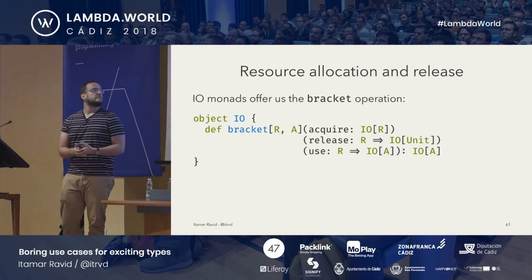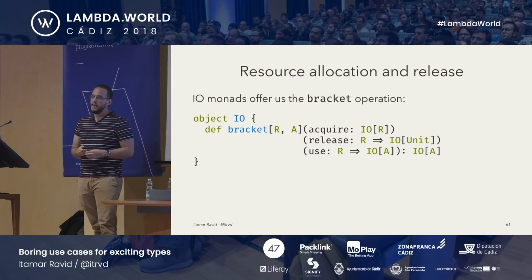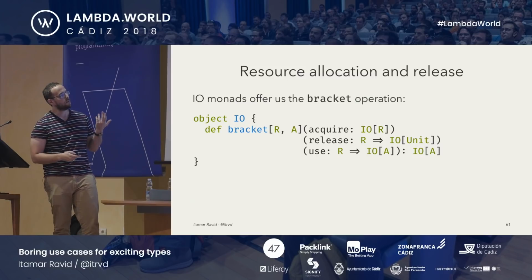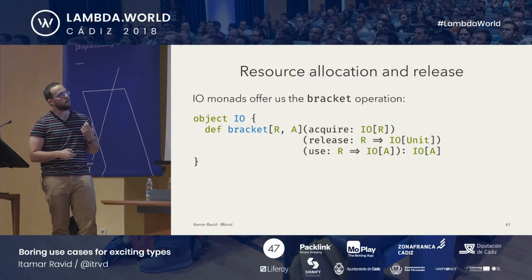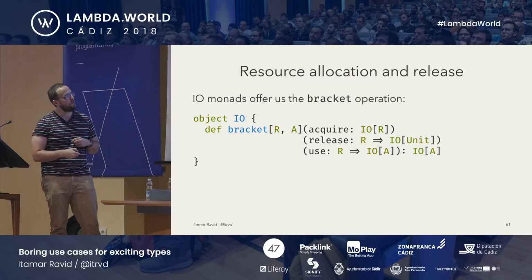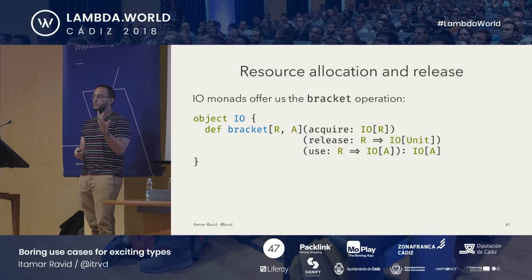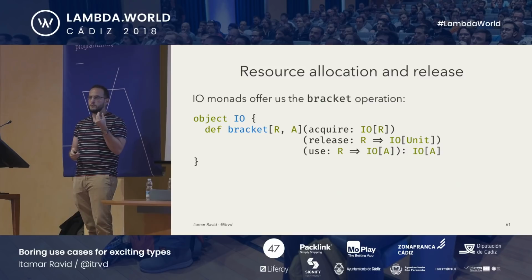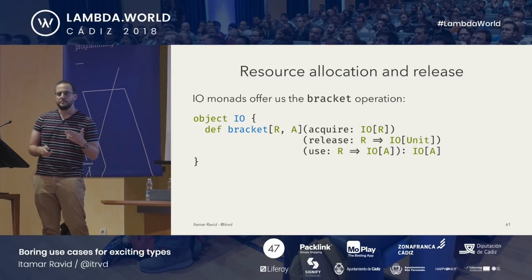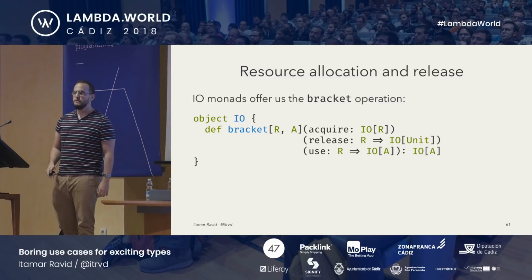What else? IO monads. They offer us the bracket operation. The bracket operation on IO monads takes a program that acquires a resource, a program that will emit a resource of type R, a program that will release the resource, a function that returns an IO of unit given an R, and a program that uses the resource. So what the IO bracket operation will do is run the acquire, give the resource to the use function, and run the release function. And the guarantee is that the release function, much like the finally clause in the try, will run regardless of what happens in the use function.